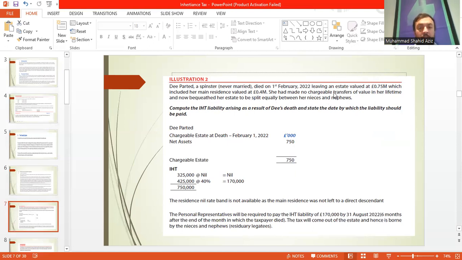So, as we discussed before, there are two types of bands available. One is the nil rate band, that is 325,000, and the other one is the resident nil rate band, that is 175,000. So in this case, the nil rate band of 325,000 is available, but the resident nil rate band will not be available because the property was not inherited by children or grandchildren. It was left to nieces and nephews. So let's solve this question now.